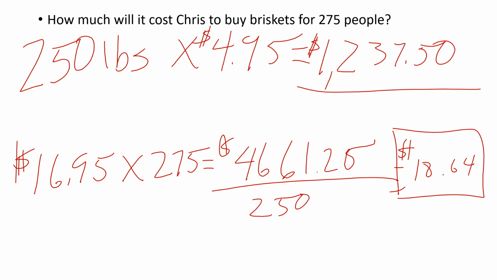That $18.64 is for an 8-ounce brisket serving? That's it. Half a pound. Half a pound of brisket per person. $18.64. Absolutely.